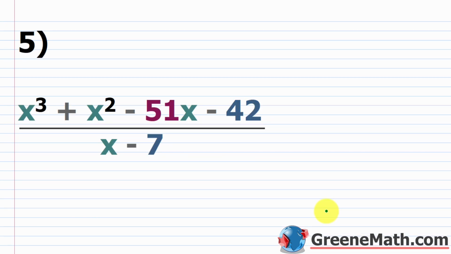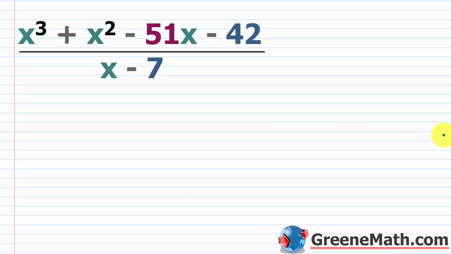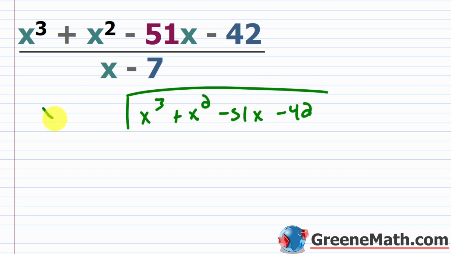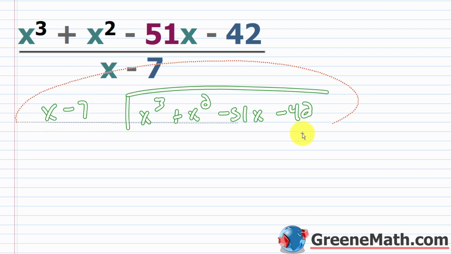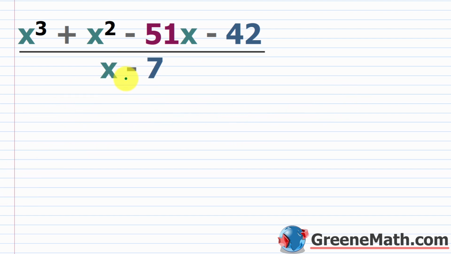For problem number 5, we have x cubed plus x squared minus 51x minus 42, and this is over your x minus 7. So again, let's just set this up. So x cubed plus x squared minus 51x minus 42. And let's put this over here, so x minus 7. Again, I'll show you how to do this more quickly in the next lesson. This guy qualifies for synthetic division.